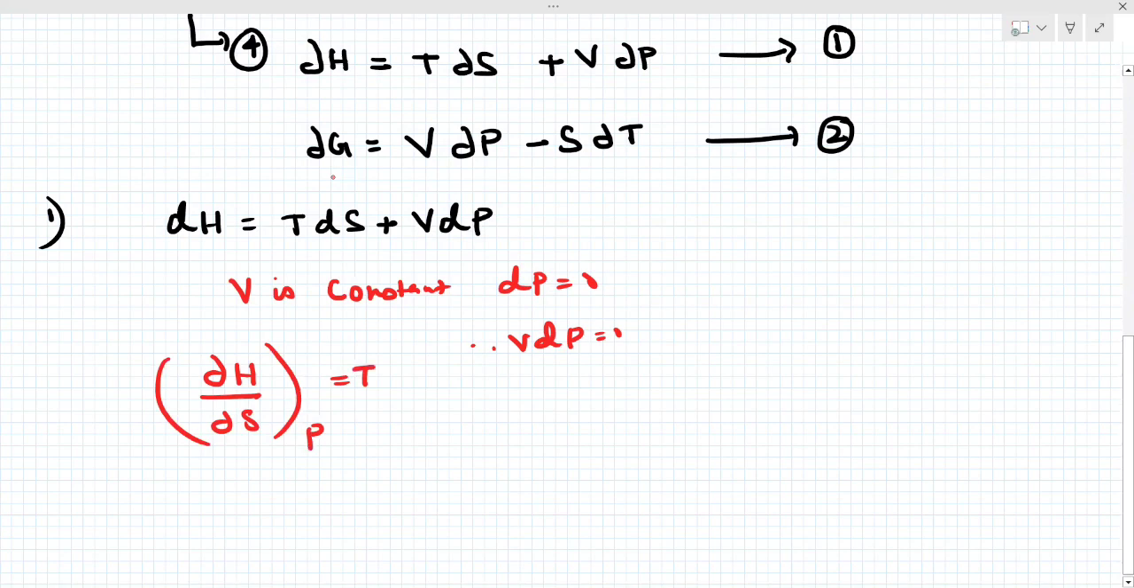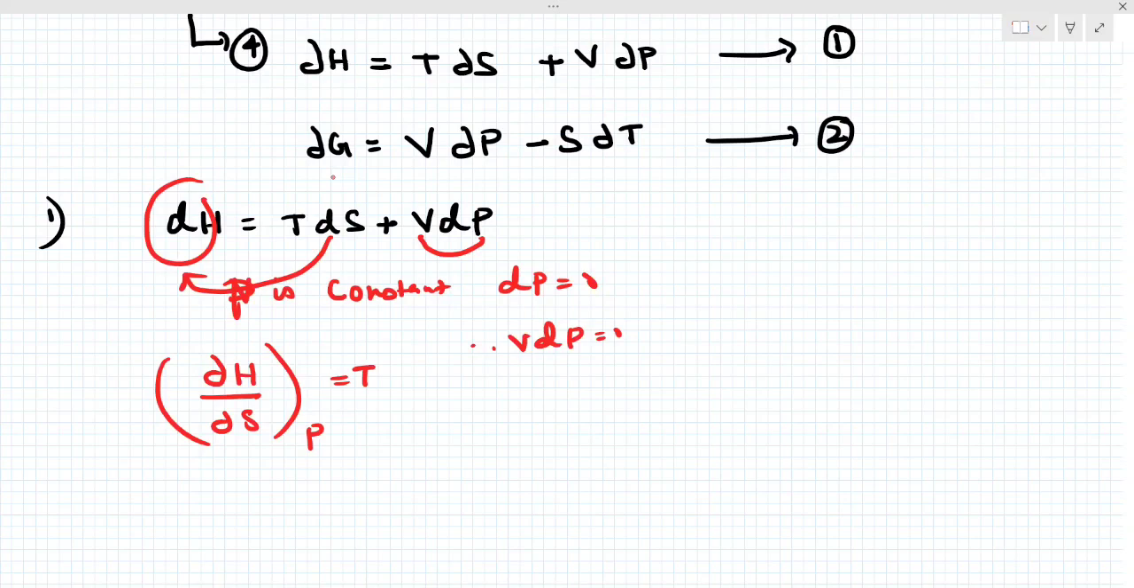See, dH by dS at constant pressure equals temperature. You got the point? Listen, dH divided by dS equal to T. This term becomes 0. Why 0? Because constant pressure. Therefore, this term becomes 0. Therefore, what is the formula? dH by dS equal to temperature, at constant pressure.